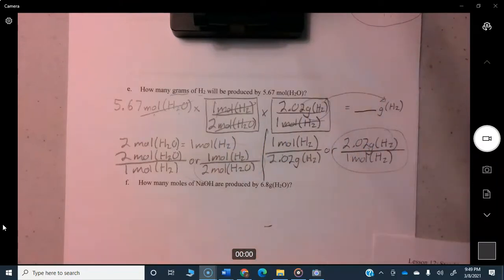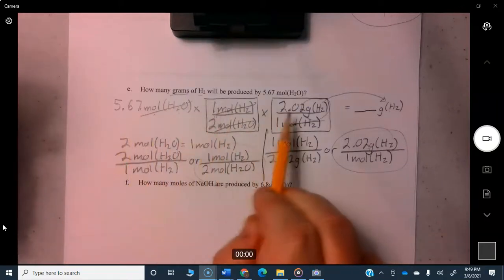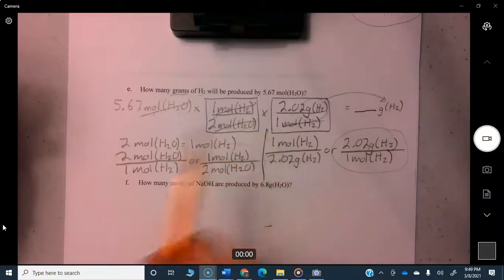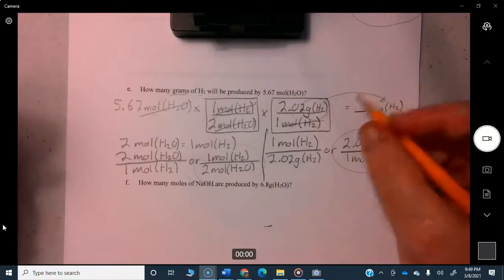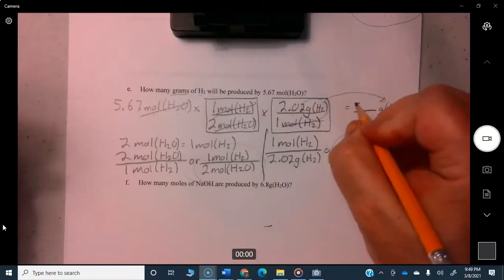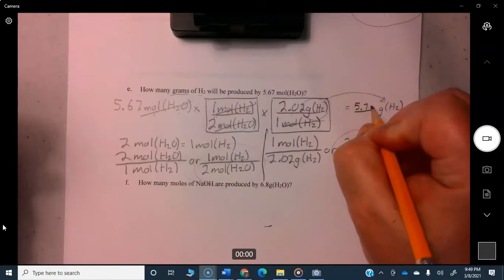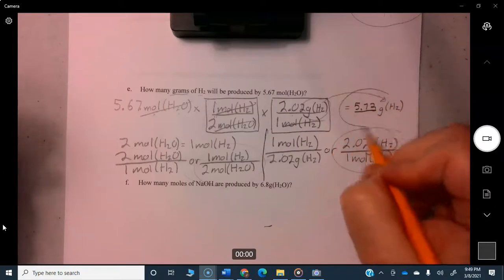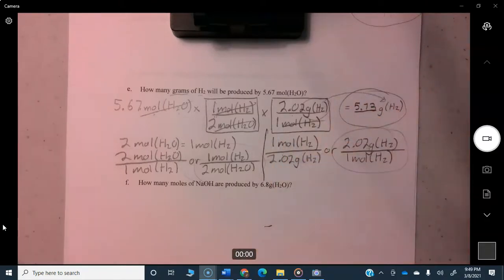So you see these can go faster and faster as you get used to doing them. So 5.67 times 1 times 2.02 divided by 2 divided by 1. Seems like we had a problem earlier with exactly the same numbers. It's 3 significant figures. It's going to be 5.73. And that's your final answer. It was a different equation, but we ended up with the same number. So anyway, there you go for that.